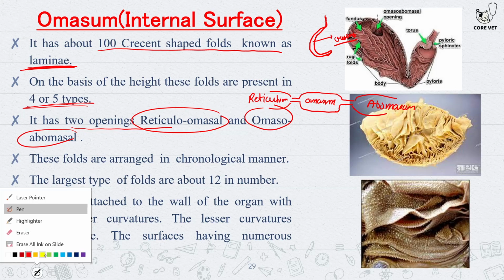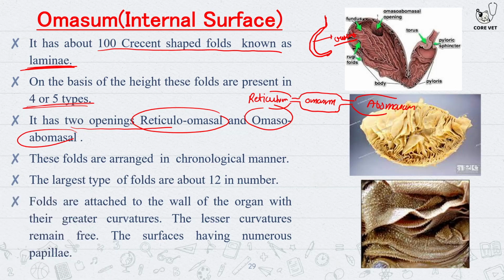Now, this will be what? The reticulo-omasal orifice. And this will be what? It will be the omaso-abomasal orifice. Right? So there are two openings in the omasum.